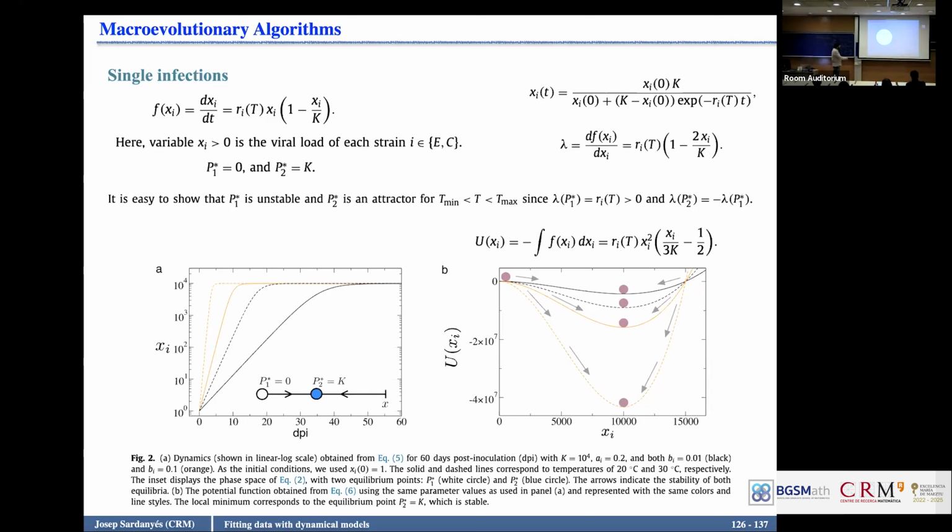But temperature has an effect on how much time it takes to reach the solution, because time appears here as a multiplier. It's like in a stability analysis: depending on R, you will go faster or slower to the equilibrium. You can also see this with the potential. If the system goes very fast to P2, then the potential will be very, very large.